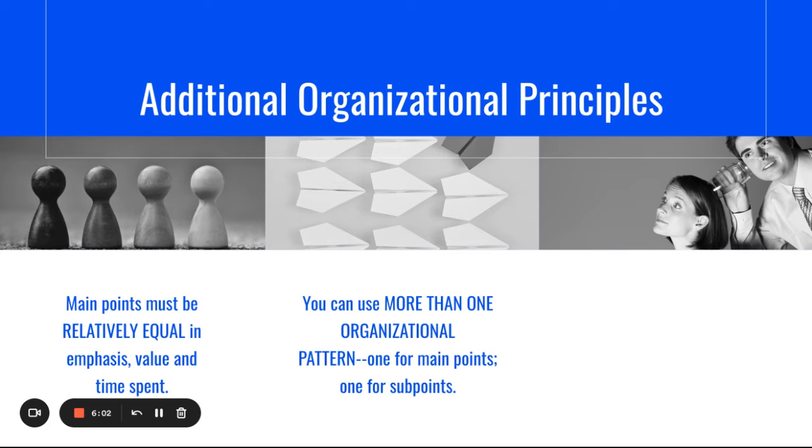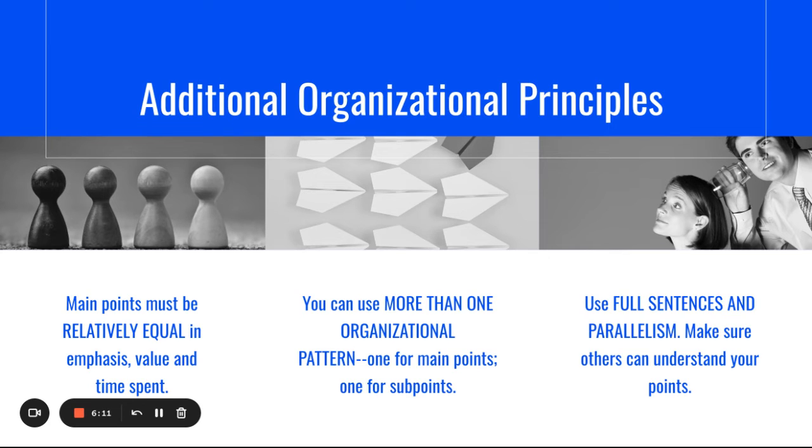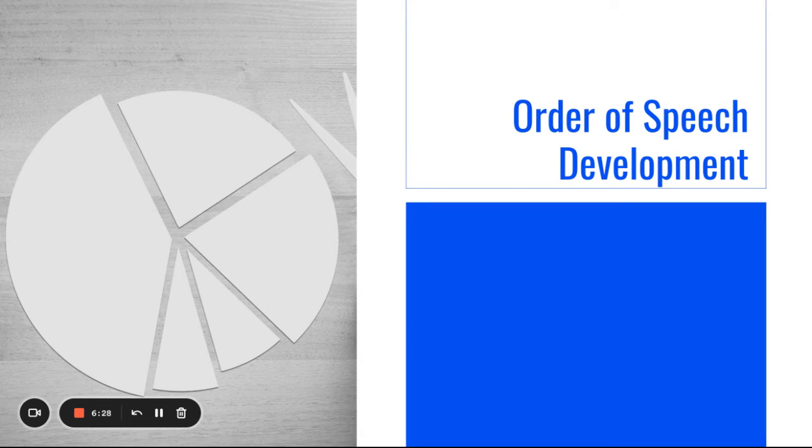You can use more than one organizational pattern, one for main points, one for subpoints. I don't know that I'd recommend that. That might get a little complicated, but you can do it. Use full sentences and parallelism. Make sure others can understand your points. So your main points should all be in complete sentences. You can model your language so that it is repetitive, and it makes it much easier for your audience to follow. So the order of speech development: you create the body of your speech first.